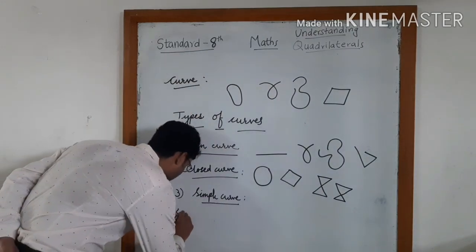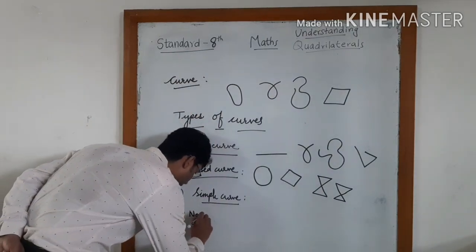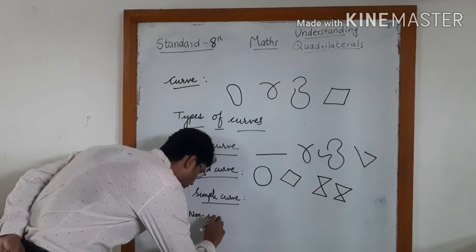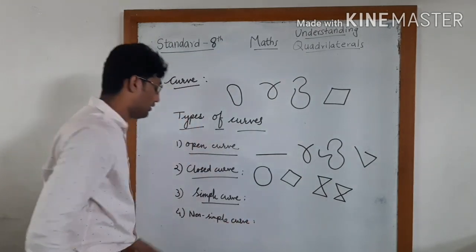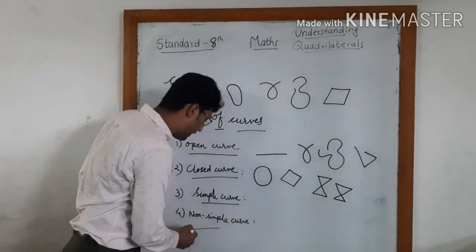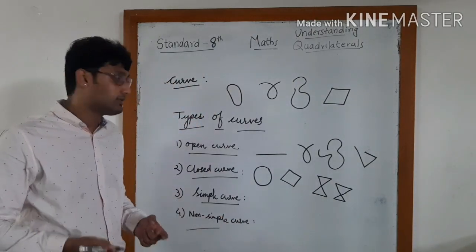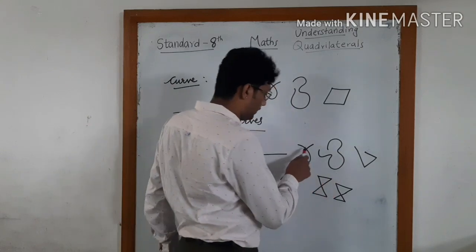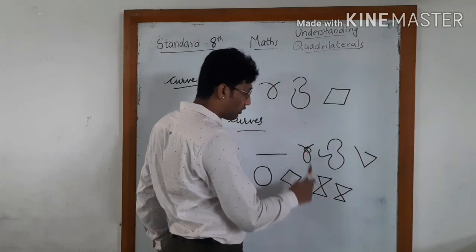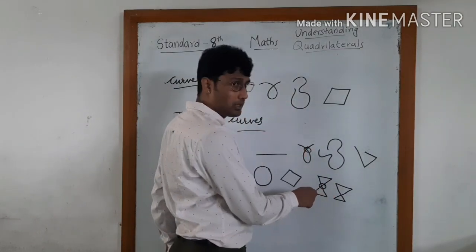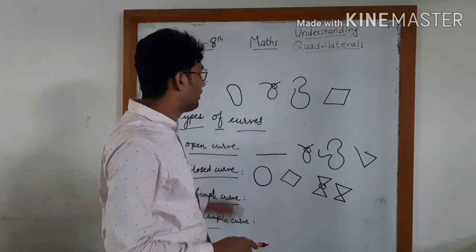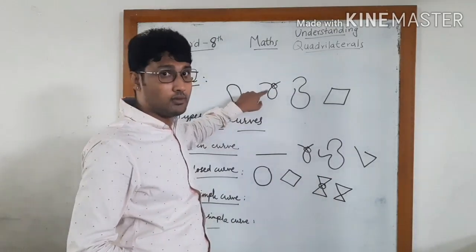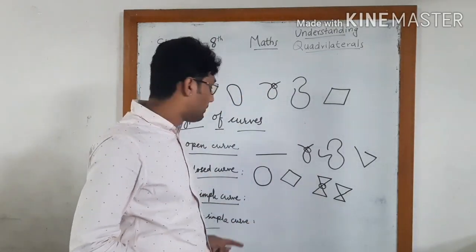And fourth is a non-simple curve. So here, when any two sides are crossing, it is a non-simple curve. So this is not a simple curve because there is a cross here. This is not a simple curve because there is a cross here. Again, this is not a simple curve because there is a cross of the sides. So these are called non-simple curves.